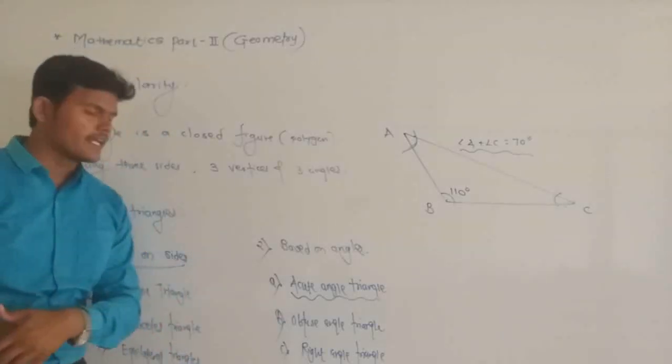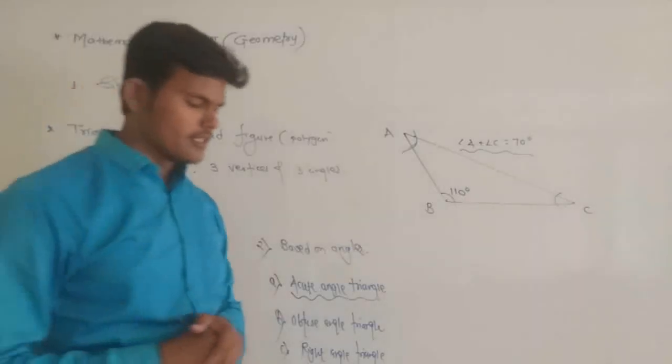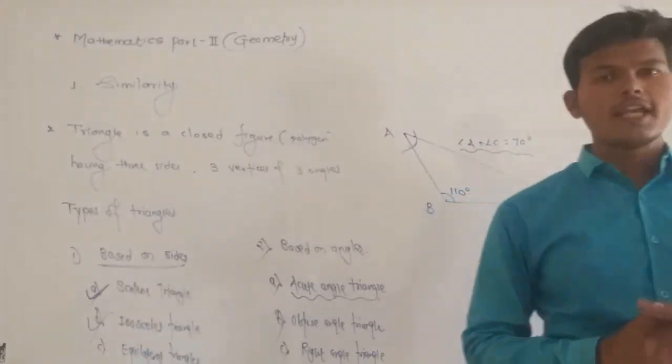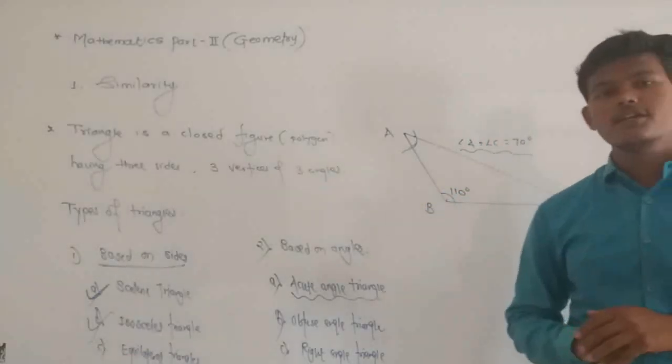Now the last one is right angle triangle. What is a right angle triangle? Right angle triangle means a triangle whose only one angle is 90 degrees.